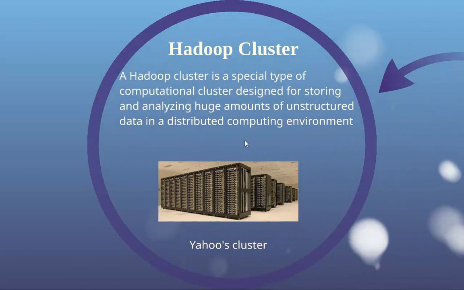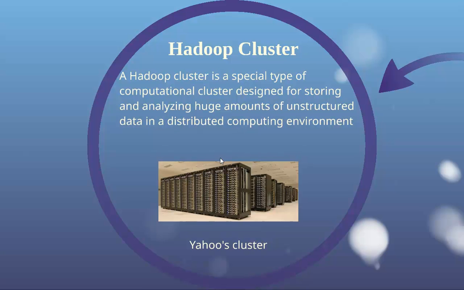Now what is a Hadoop cluster? A Hadoop cluster is a special type of computational cluster designed for storing and analyzing huge amounts of unstructured data in a distributed computing environment. You can start with one machine, run all the daemons on one machine, and then move to 2 machines, 5 machines, 20 machines, or 2000 machines. You can go on and on. Usually you start with 5 machines, and you designate one machine as the master machine, where you run your name node daemon, that is the master daemon.